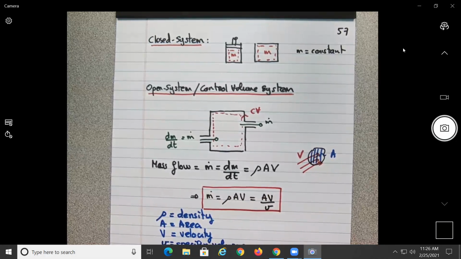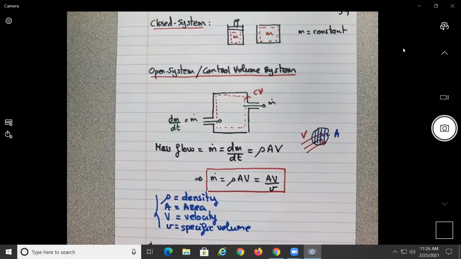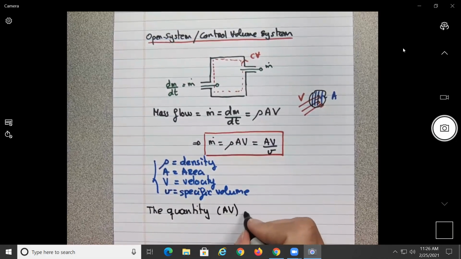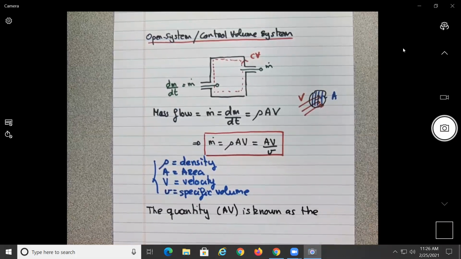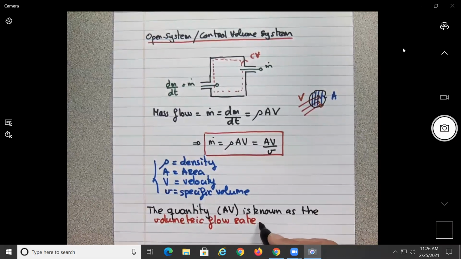All right, what else? The quantity A V, both of those together, is known as the volumetric flow rate. You will find that term in some of the problems.